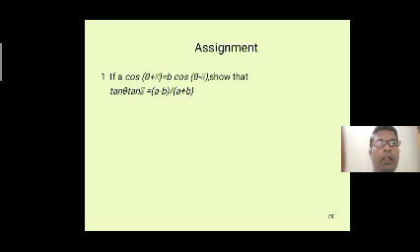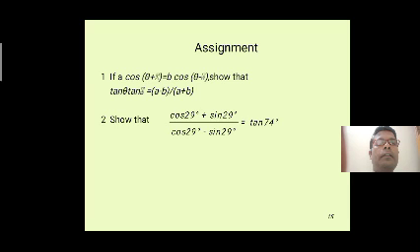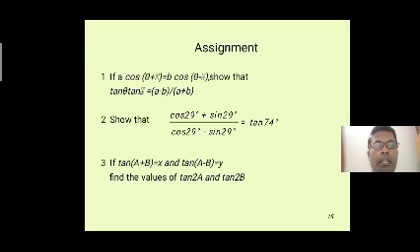If a cos of theta plus pi equals b cos of theta minus pi, show that tan theta into tan pi equals a minus b divided by a plus b. Second question: show that cos 29 degrees plus sin 29 degrees divided by cos 29 minus sin 29 equals tan 74 degrees. Third question: if tan of a plus b equals x and tan of a minus b equals y, find the values of tan 2a and tan 2b.